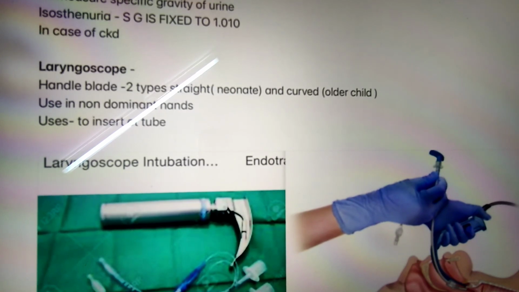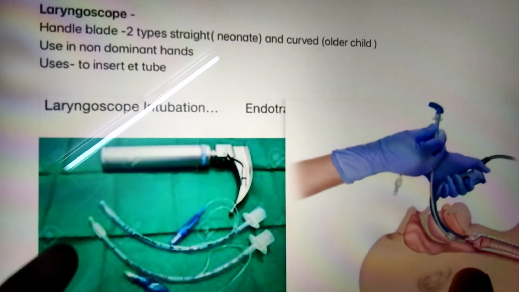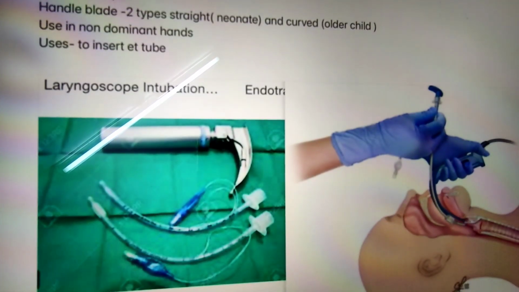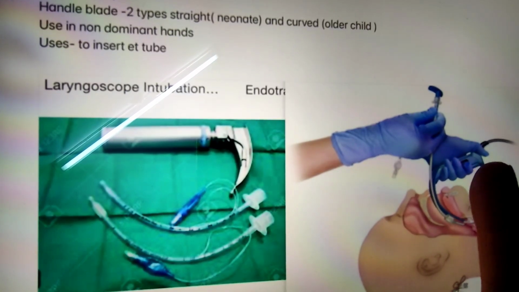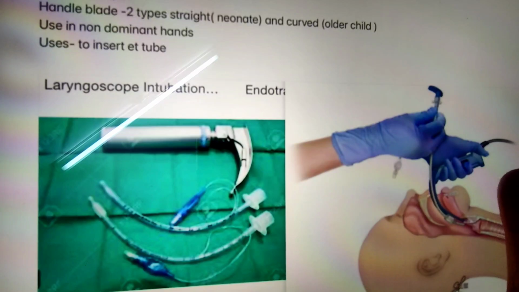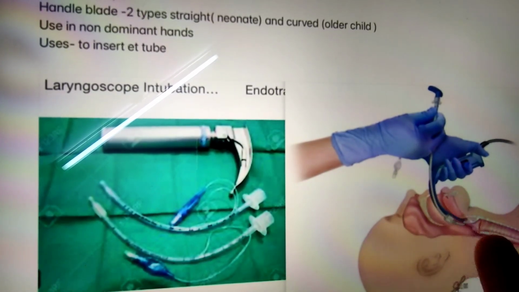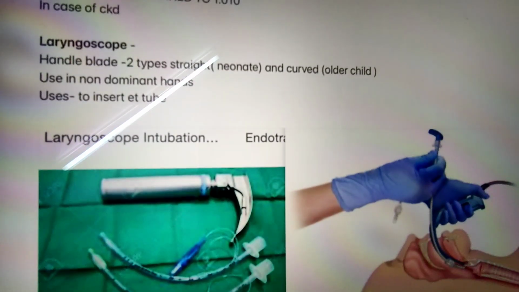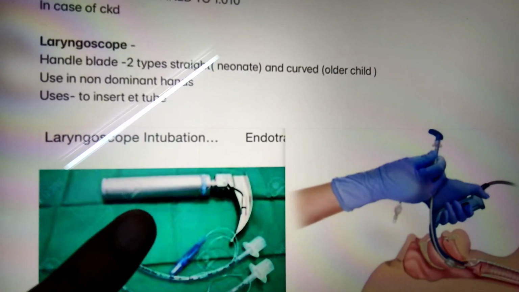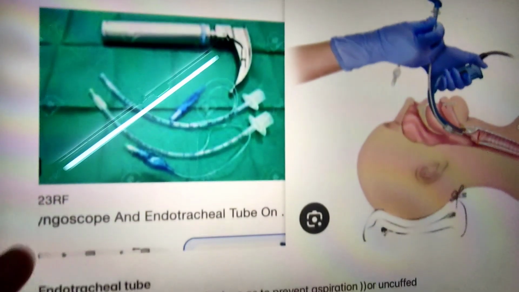It is used in the non-dominant hand, as you can see in this doctor. How is it demonstrated? With the help of the non-dominant hand, the doctor is holding what? The laryngoscope, and with the help of the dominant hand he or she is able to insert the endotracheal tube, right? Its use is to insert the endotracheal tube.